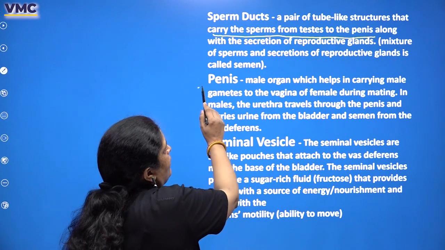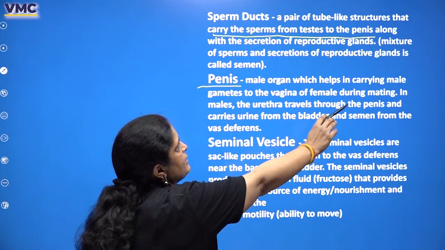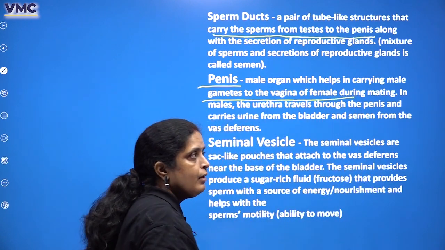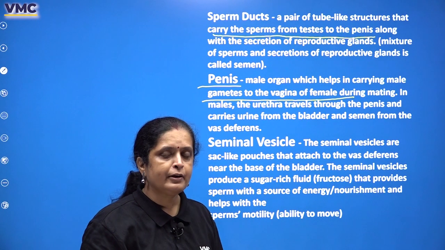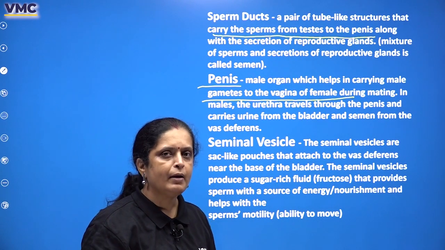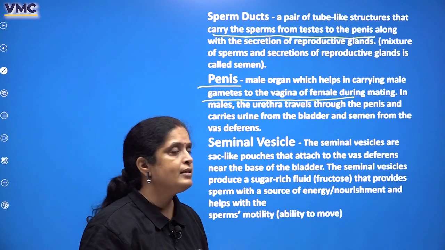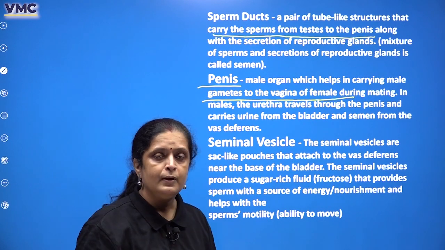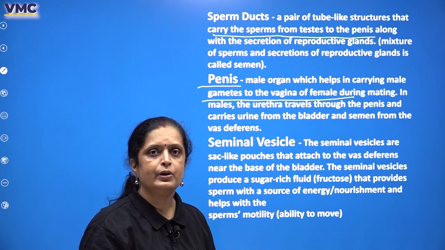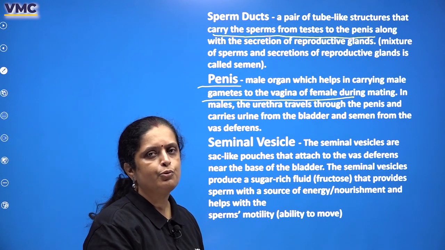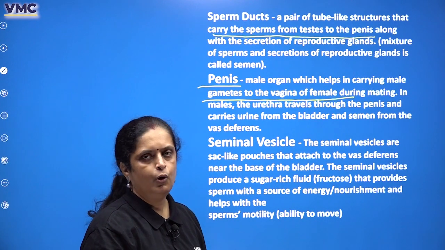Now penis. Penis is the male organ which helps in carrying male gamete to the vagina of the female. That means, the sexual reproduction can only happen when the male gamete has fused with the female gamete. And penis is the organ which helps sperm reach to the female vagina, and then the sperm swims to the egg or the ovum, right?